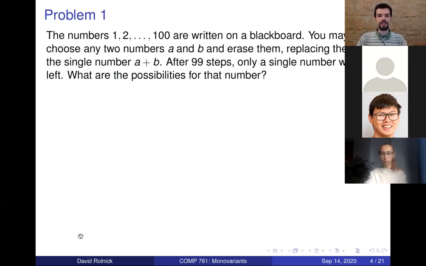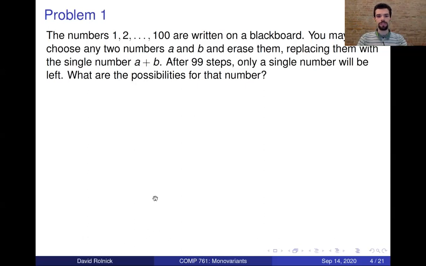Okay, so let's get started with the first problem. The numbers 1 through 100 are written on a blackboard. You may choose any two numbers, A and B, and erase them, replacing them with a single number, A plus B. After 99 steps, only a single number will be left. What are the possibilities for that number?